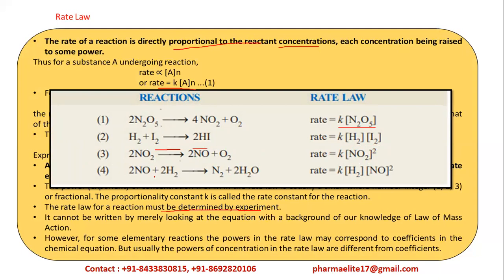Then the next example is NO plus H2 giving N2 plus H2O. Again here both the reactants are involved in determining the rate law expression, with H2 and NO raised to the power 2. All these rate law expressions have to be derived experimentally.